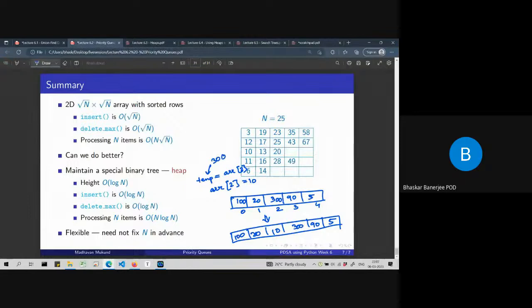Now what will I do? So now my array looks like this. 300 has been converted to 10 now. And I have a temp, and inside temp, 300 is there. So you have not lost 300. Now what will you do?